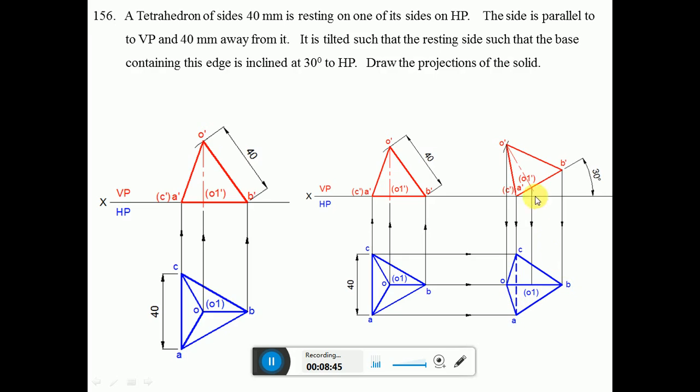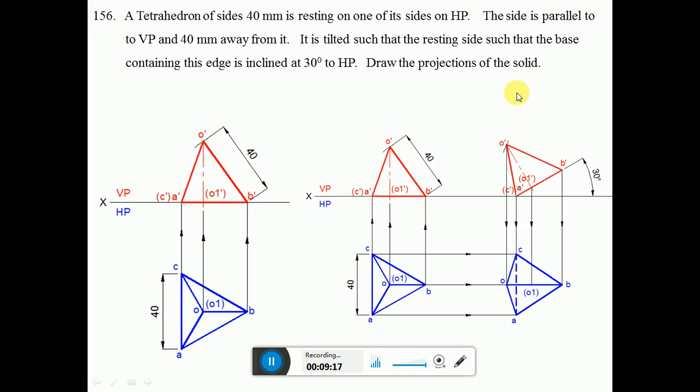Similarly, when you look from the top view, O dash B dash is near to the observer, so it becomes visible. The only left out edge is AC. Since AC crosses OB, which is a visible edge, AC becomes invisible. Since the portion AC is invisible, O1 becomes invisible.